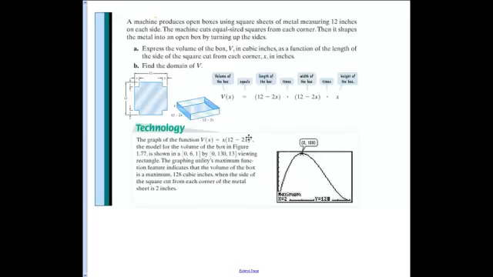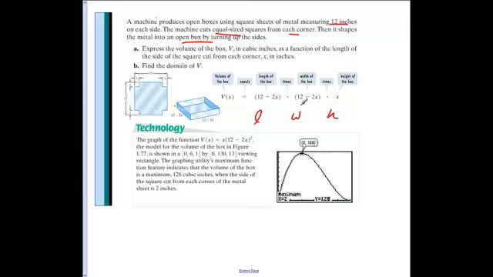Let's take a look at functions of formulas. Here we have a machine that produces an open box from square sheets, and it measures 12 inches on each side. We're going to cut an equal size amount from each corner and then shape the box. So what we have is the volume is equal to the length times the width times the height. Of course, we know that formula, the volume of a box.